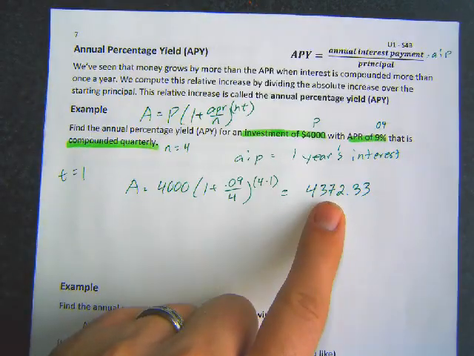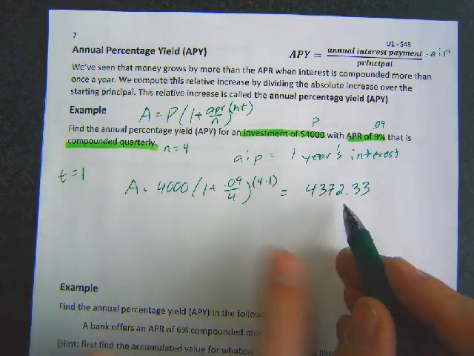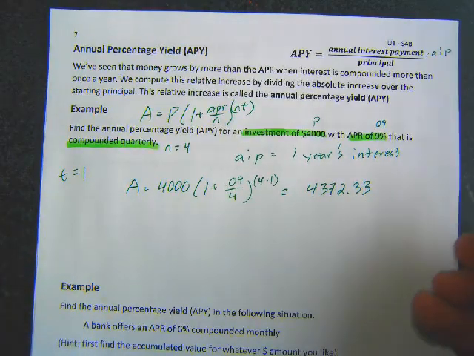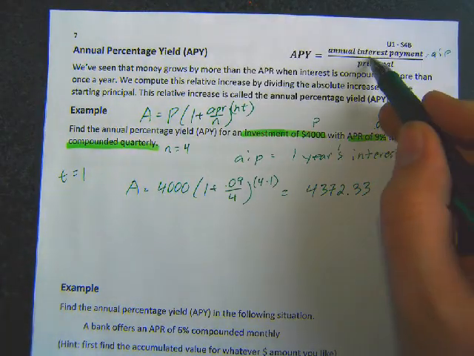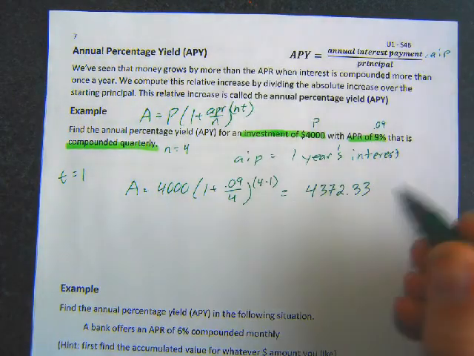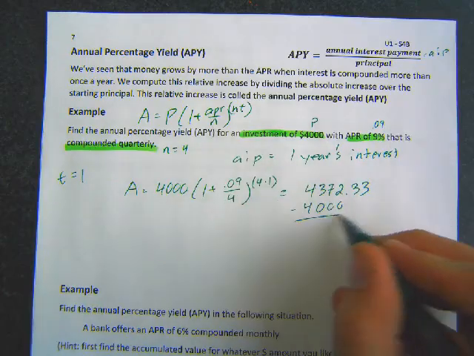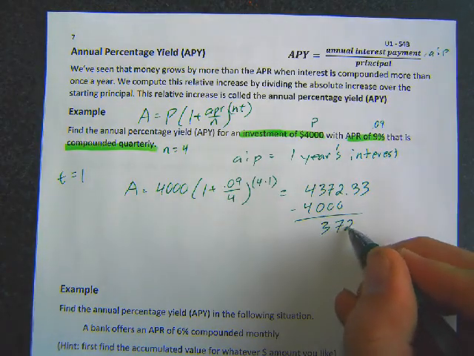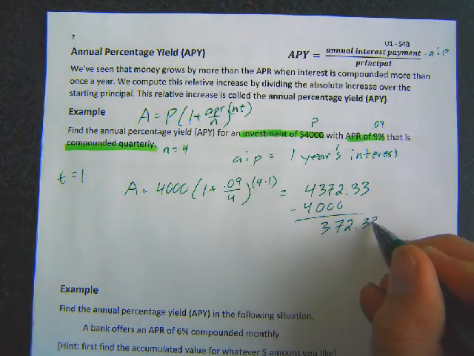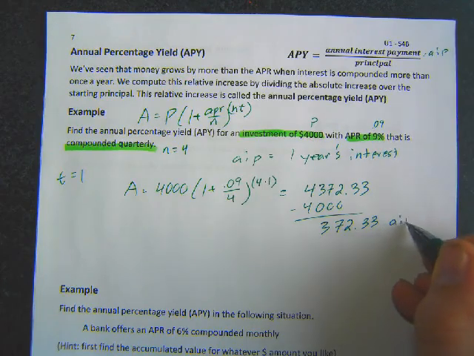Now, this isn't just interest, though. This is the final amount. So this is principal plus interest. And we just want the yearly interest payment. We want to know how much they made in interest. So I'm going to subtract the $4,000 we started with, because that was our principal. And we're going to see that the interest payment is $372.33. That's our annual interest payment.